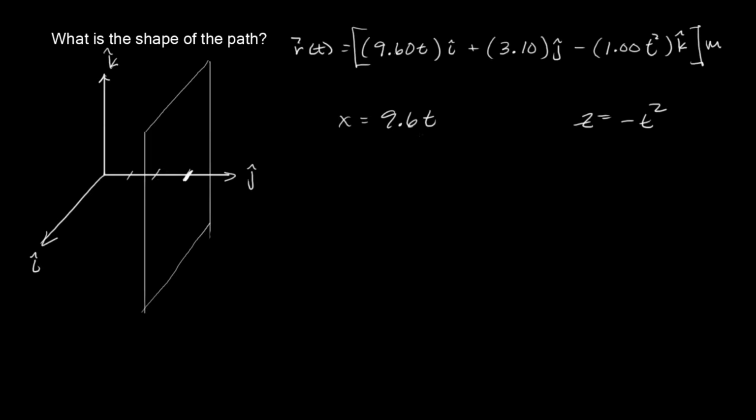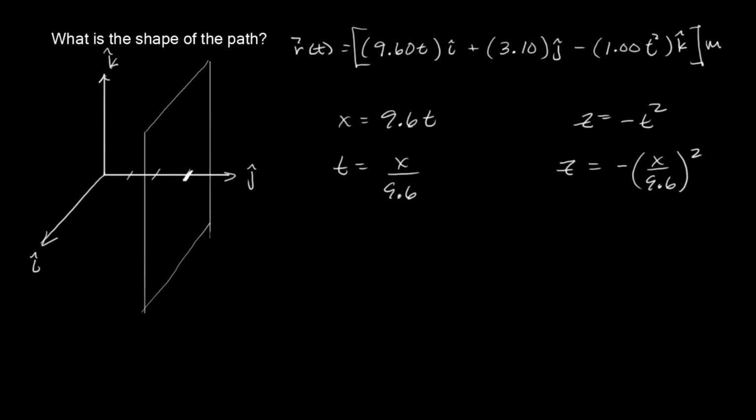Okay, so as you guys know from parametric equations, you can just write t in terms of x and then substitute that into the other function right here. z is equal to negative t squared. So you'll end up with t is equal to x over 9.6. Easy. And then you plug this into here, and that way you get z is equal to negative, now you plug in this x over 9.6 squared.